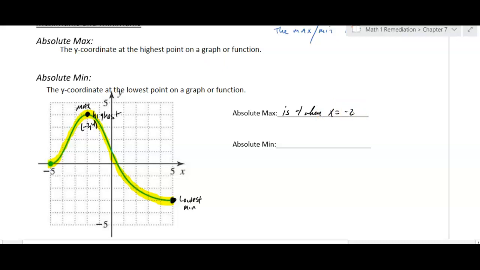Negative 2. Okay? Because if you think about it, if we're talking about profit per year of a company, we would say the highest profit was this in this year, right? So we always use the y values to describe the max and mins. Now, for the min, we would say this ordered pair is at 5, negative 3. So we would say the absolute min is negative 3 when x is equal to 5. Okay?